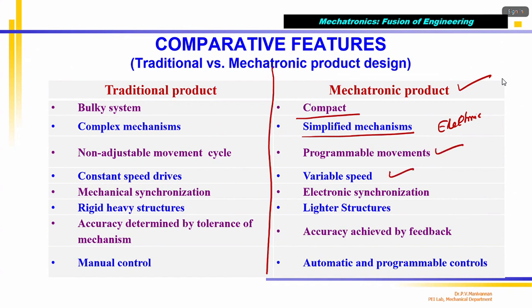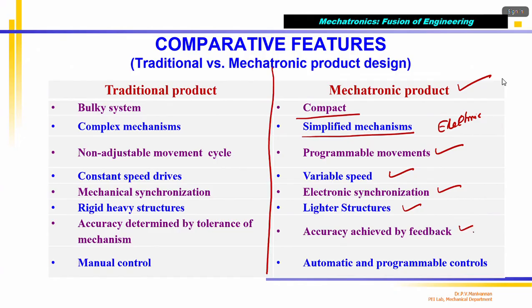Programmable movement. Then variable speed, correct, through electronic control. Electronic synchronization. That means no gear links, all those things. The system will be compact, not bulky. And a lighter structure, because as I told, as you remove the number of mechanical parts and go for an electronic system, subsystem control, all these things, the structure becomes lighter, the entire machine becomes lighter. If you take a car, the gearbox may be 50 to 60 kg, correct? If you remove the gearbox, you can save a lot of fuel. That's why electric vehicles can be advantageous.